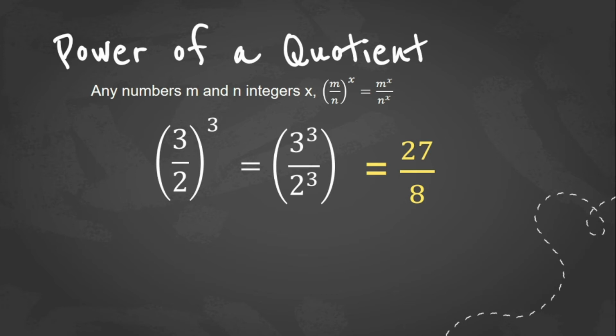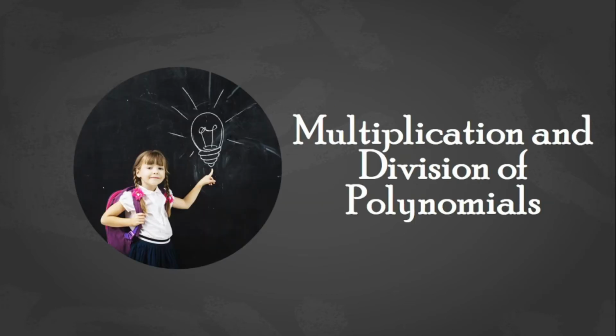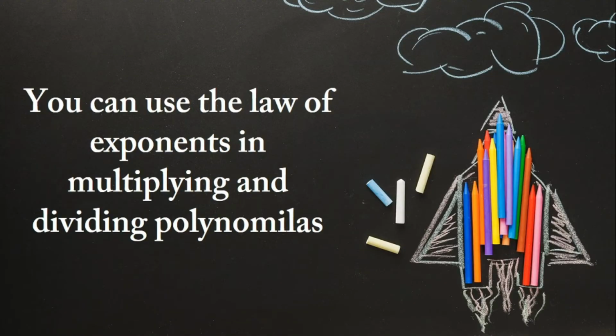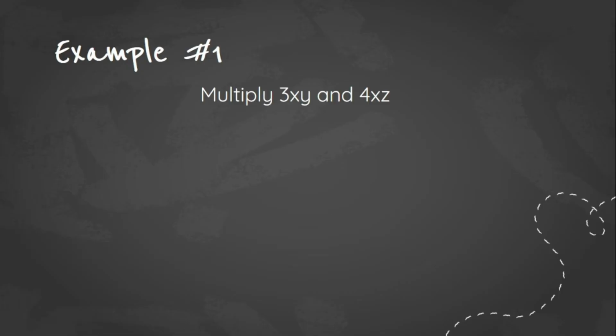Now, we have here multiplication and division naman of polynomial. Diba sabi ko kanina, let's remember na we can use the laws of exponents na diniscuss natin in multiplying and dividing polynomials. So let's have example number 1. Multiply 3xy and 4xz. Okay? We have numerical coefficient 3 here and 4 there.